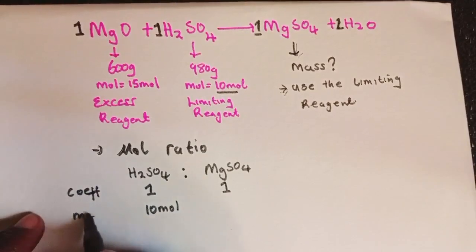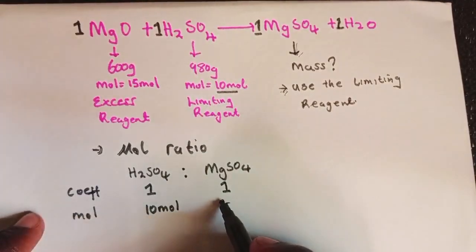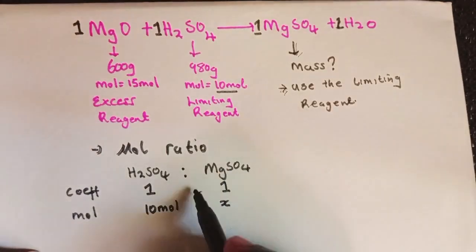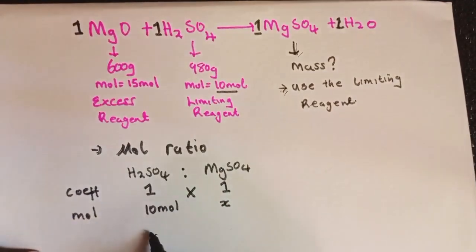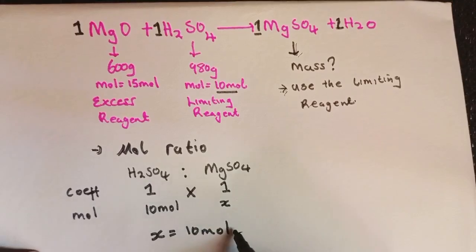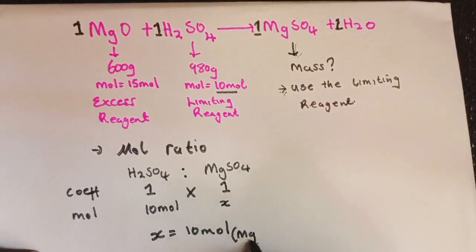So here it's the moles that come. Then here you put X, you don't know the moles for this. You do mole ratio, 1 times X. This will give us X and 1, so this is 10 moles. So you've now found the moles for magnesium sulfate.